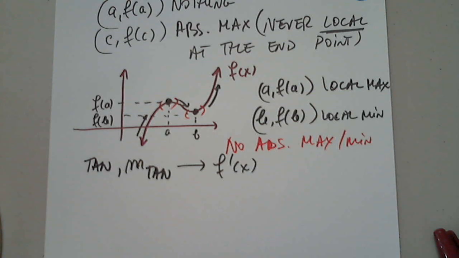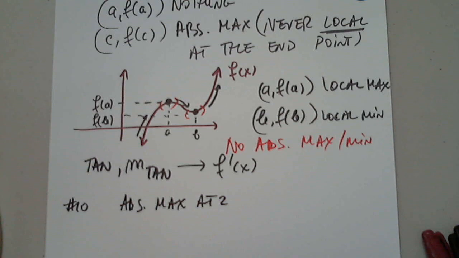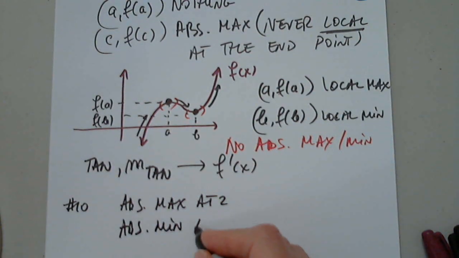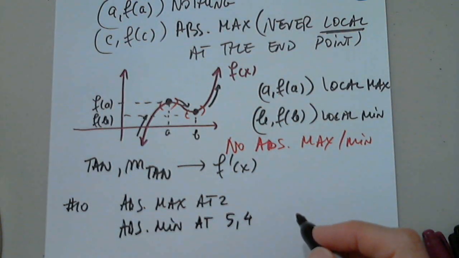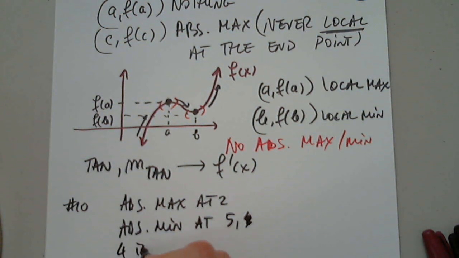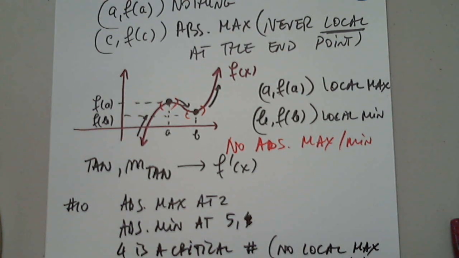Shall we do number 10? Yes, let's do number 10. So the absolute max is at 2, and the absolute min is at 5 and 4. At 5, okay, sorry. 4 is a critical number, but there is no local max or min there. No local max or min.